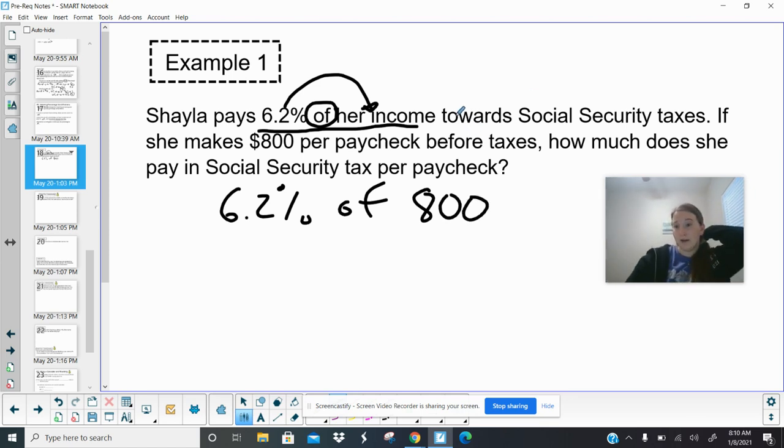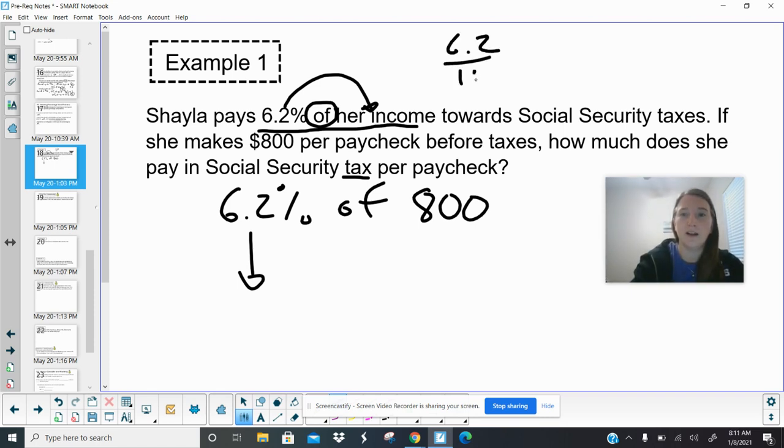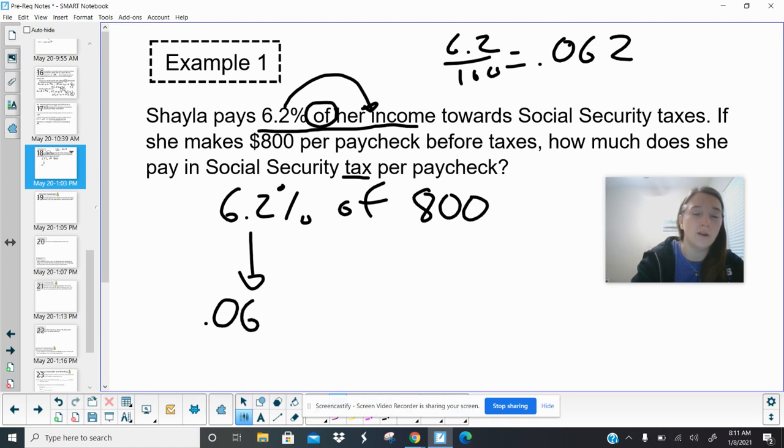This is why, again, we have to focus on the of, because this is a very easy question. All we've got to do is find 6.2% of 800, and that's how much she pays in taxes, right? So let's go ahead and do that. Let's translate this. 6.2%, what am I going to do with that? Divided by 100, 6.2 divided by 100, we should get, be very careful, 0.062. If you do not put that zero, you will have the wrong answer. 0.062. 0.62 would be 62%.